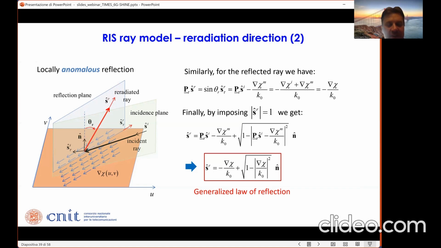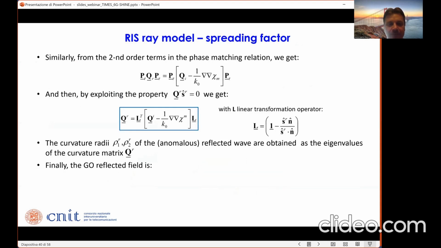Okay, this is different with respect to the case of a regular surface where we have specular reflection, and the specular reflection happens on the same plane as the one for the incident wave, so it belongs to the incidence plane. But in general, for RIS, the reflection plane can be different from the incident plane. Okay, anyway, the reflection direction is given by this SR unit vector.